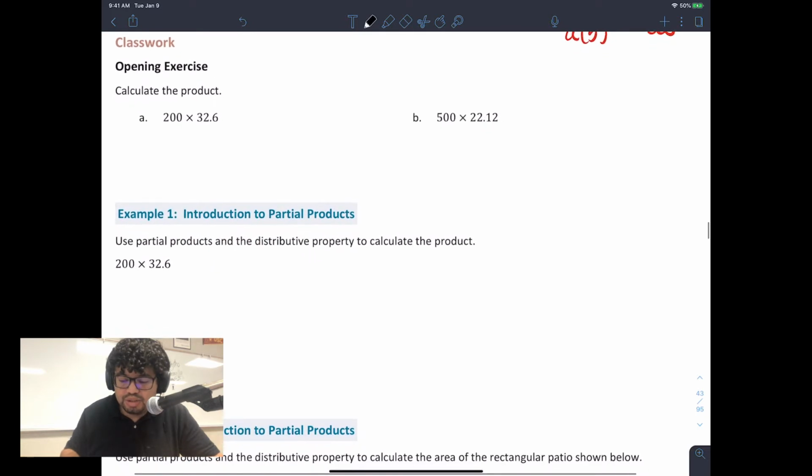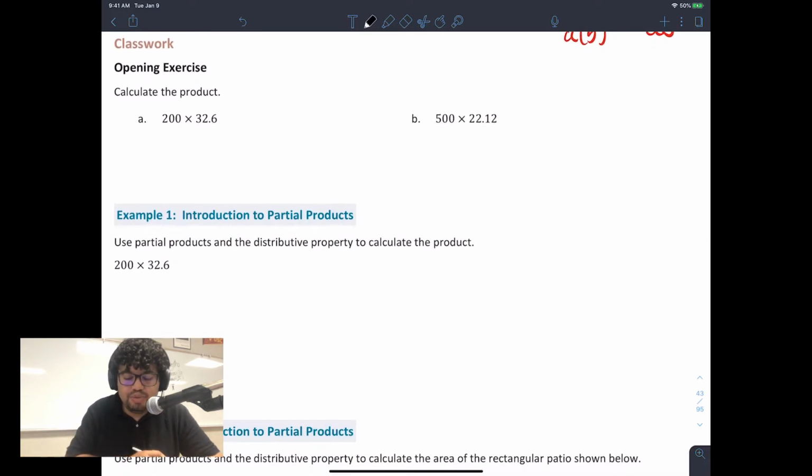In the opening exercise, I have 200 times 32.6. I'm going to solve this using the regular arithmetic model. When we do multiplication using arithmetic and there are decimals, personally, I like to pretend there are no decimals. Then once I get the final answer, we put the decimal in the correct place. So for now, let's pretend there are no decimals, and at the end we'll put the decimal in the right place.